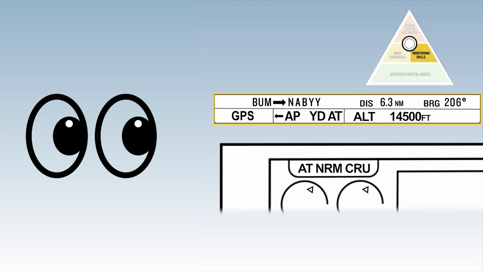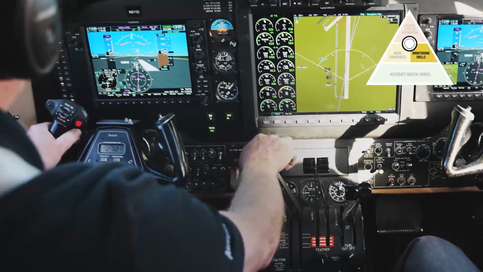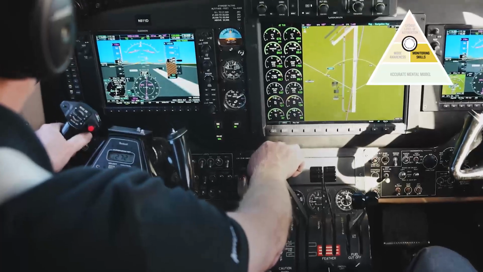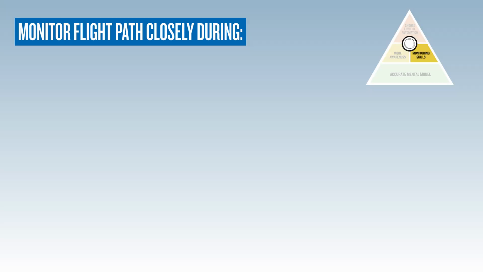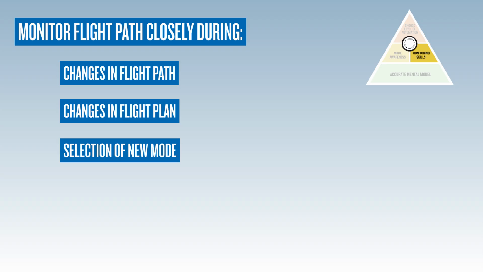You're watching the AFCS status bar and the autothrottle mode enunciation. You're listening for autopilot tones and autothrottle disconnect alerts. You're following the yoke and the throttles with your fingertips. It's especially critical to monitor the flight path closely during changes in the flight path, when making changes to the flight plan, after selecting a new mode, or after a period of distraction.